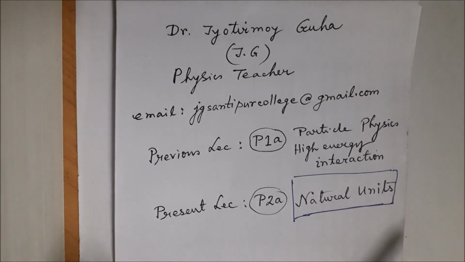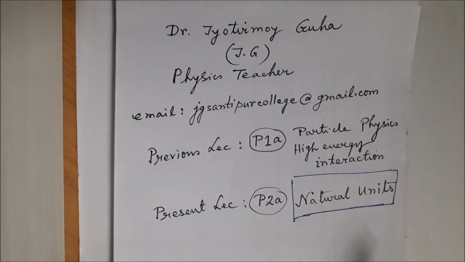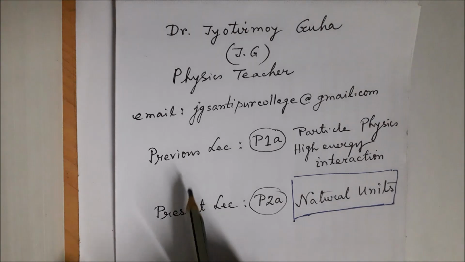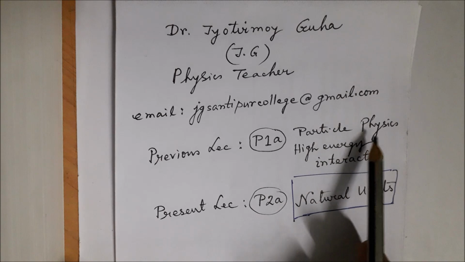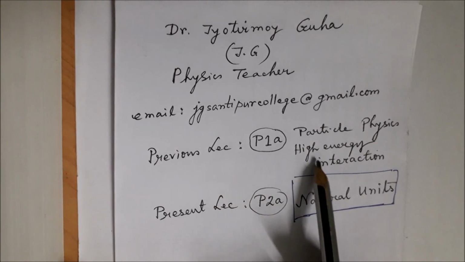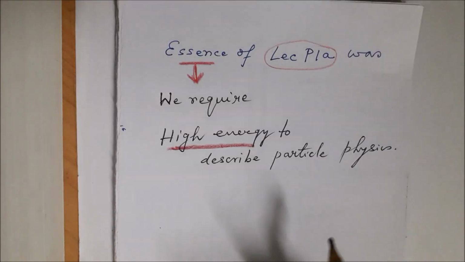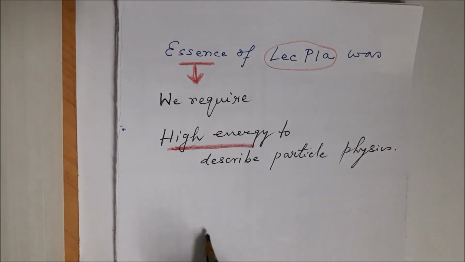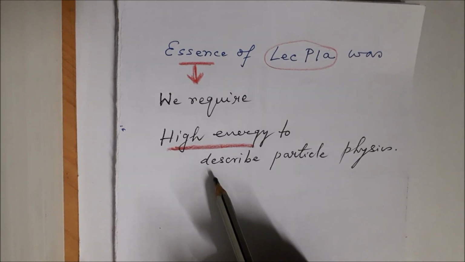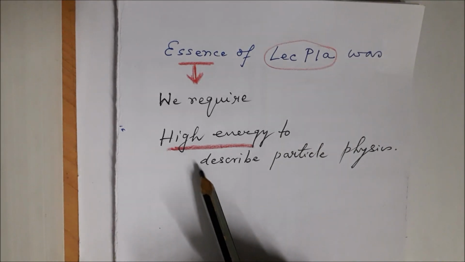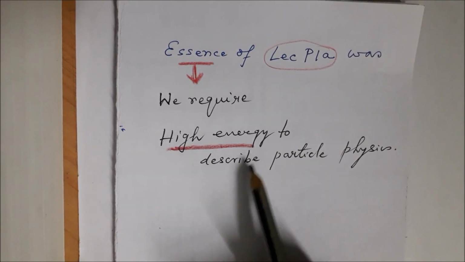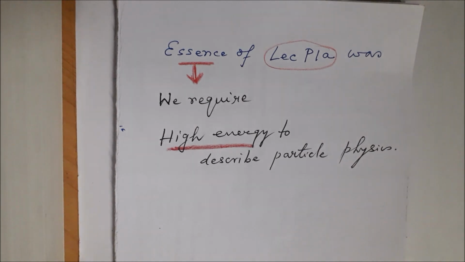This lecture, which is the second one in particle physics, will be on natural units. The previous lecture, the first one in the series of particle physics, was on high energy interaction. Now the essence of the previous lecture, lecture P1a, was that we require high energy to describe particle physics.